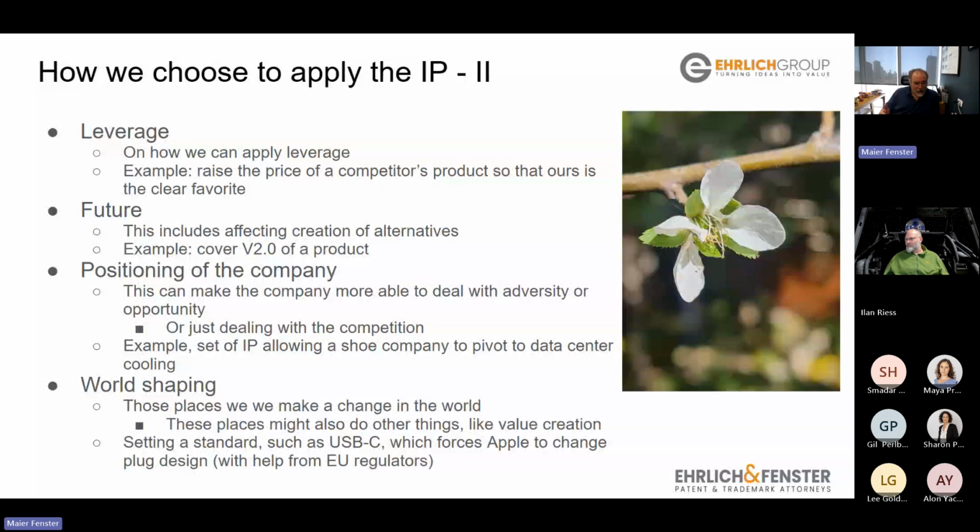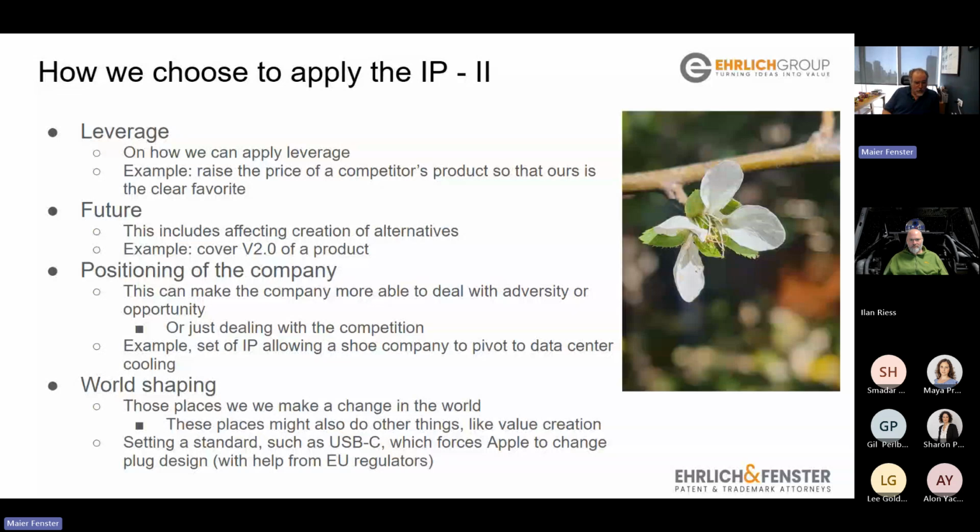One level above leverage is when we talk about the future. In particular, the ability to create alternatives. So there's a version 1 of the product, and we have IP on version 2 of the product. One level above that is a positioning of the company. So a true story, I mean, half of it's true. A true company, just old brands, pivoted to become a data center company. Let's say the company knows ahead of time it might need to do that, and they file IP, which enables them to pivot to data center cooling, which is not exactly what they're doing. Okay, so that IP allows you to position the company when the time comes where it has more value.